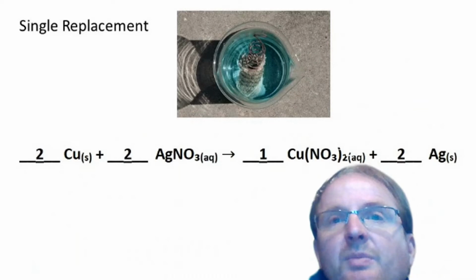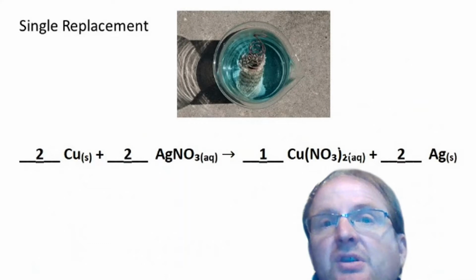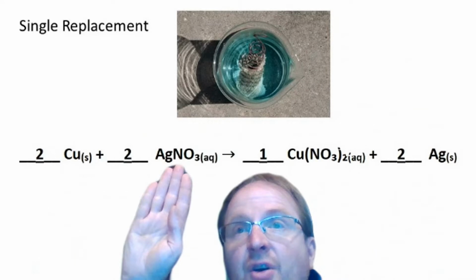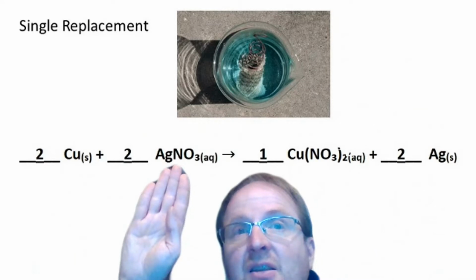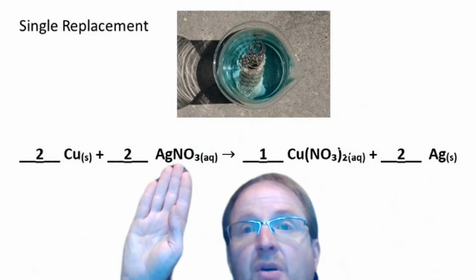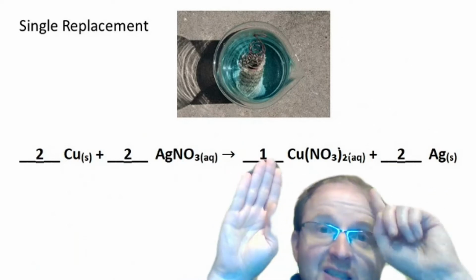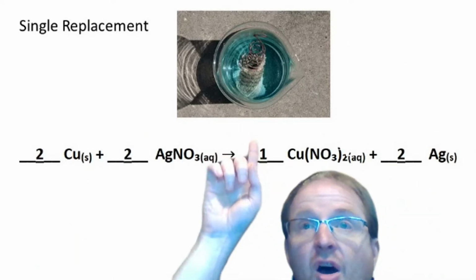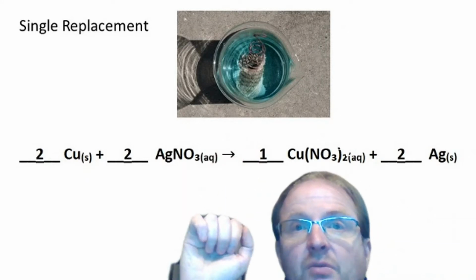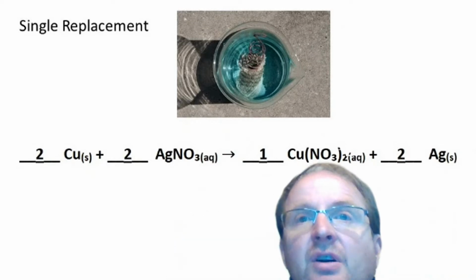Here we have a single replacement reaction. Now take a look carefully at what's happening. In the picture you can see we put some solid copper into silver nitrate, and see how the copper has replaced the silver. It's kicked the silver out, so it's a single replacement of copper replacing that silver. Now on this side we've got copper nitrate, and you can see the solid silver forming on top of the copper rod that's been put into the silver nitrate. Single replacement. Copper has replaced silver, literally kicked the silver out of solution.